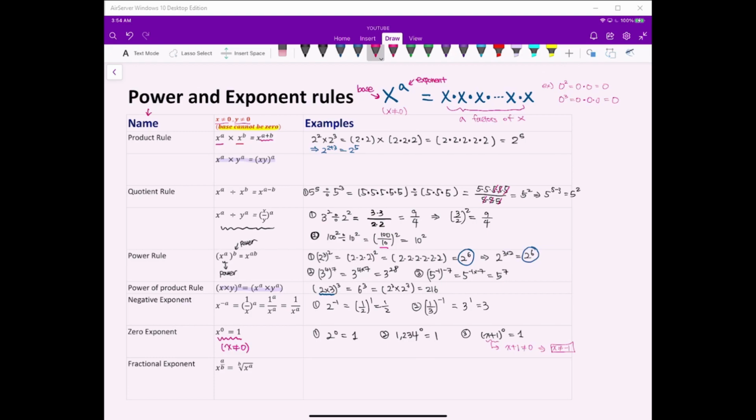The last exponent rule we'll study today is fractional exponent. Fractional exponent has the exponent value as a fraction, and it changes the number into a square root expression. The key note to remember in this fractional exponent is that the denominator value in the fraction goes in front of the square root sign, and the numerator value stays with the base.